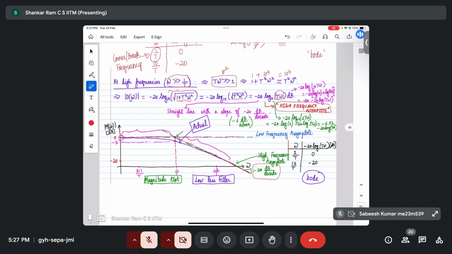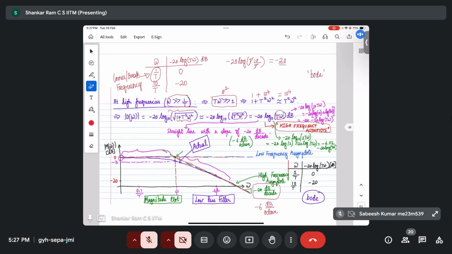What do you think is going to be the slope in decibels per octave? Minus 6. Minus 20 decibels per decade corresponds to minus 6 decibels per octave. How do we convince ourselves? If I evaluate at 2 by T, what will be minus log of t times 2 by t? It will be minus 6. So the slope will be minus 6 decibels per octave. So this is the shape of the factor 1 by Ts plus 1.